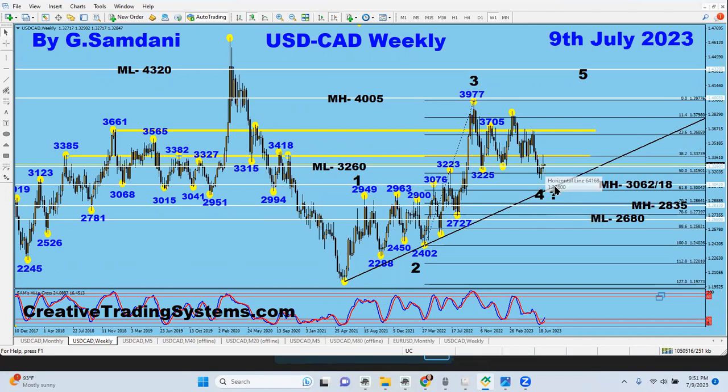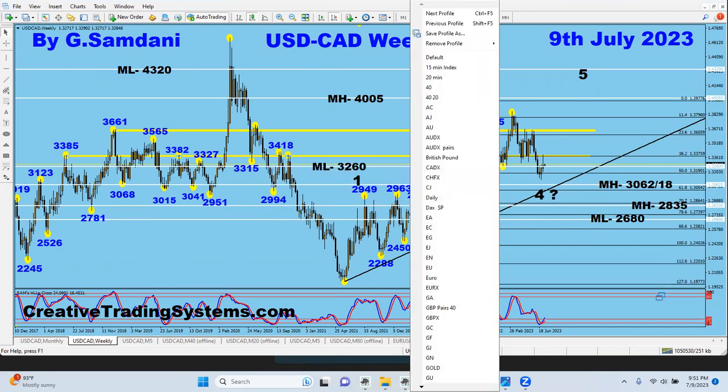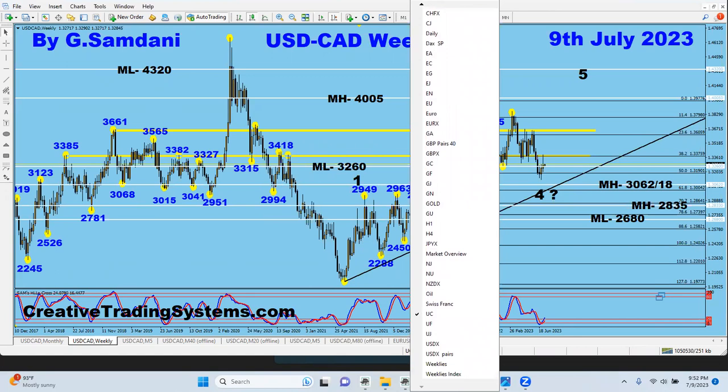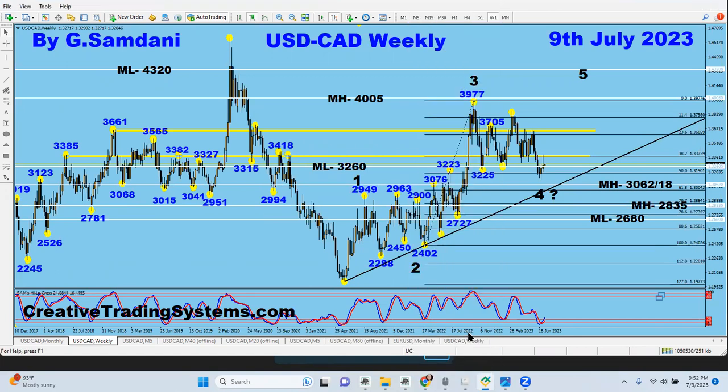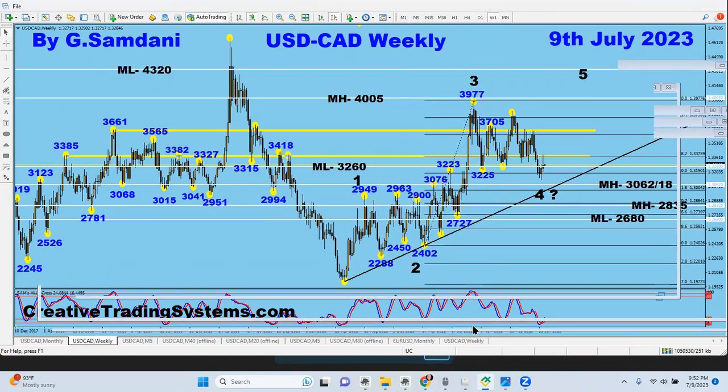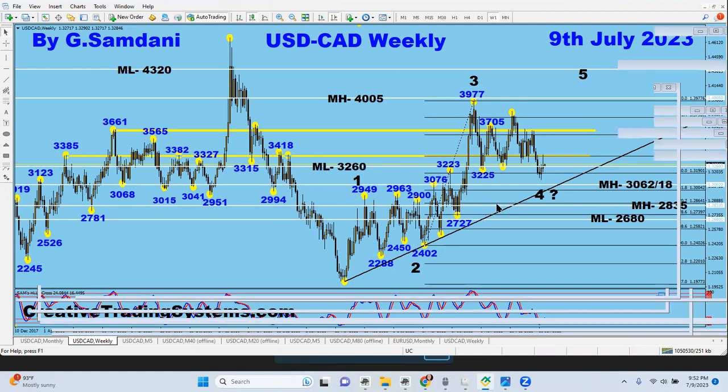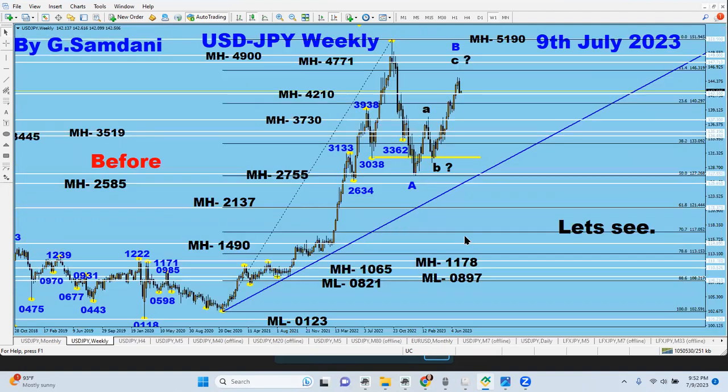So it may drop here with the US dollar weakness. It may drop here first, to this rising TL, at this level 3062, and then go for wave 5 later on. Okay, so this is what the USD CAD is all about. USD yen is the best one because yen is getting strong. In my opinion, it might be getting strong, and USD getting weaker. So USD yen should be dropping very nice and clean.